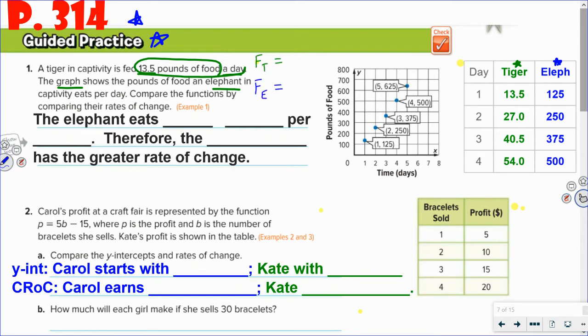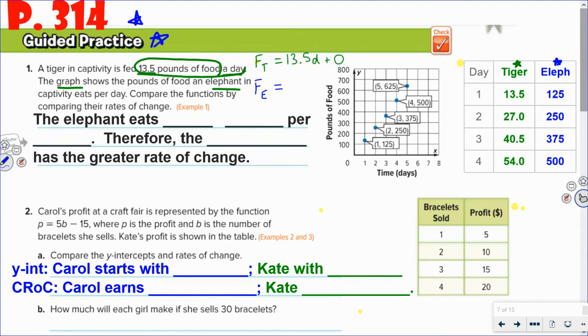Now, the only reason I put these subscripts here is so we know the difference between the two. Some people use T for tiger, E for elephant. That's perfectly okay. I wanted to use F for food, so I put food of the tiger. That's what the subscript T is going to stand for. And food for the elephant.